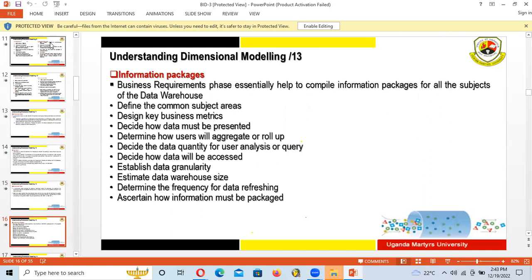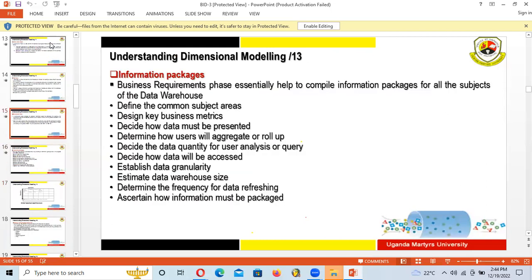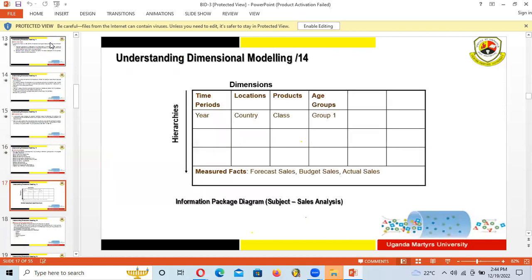Then we have information packages. Here we include business requirements, define the common subject areas, design key business metrics, decide how data must be presented, determine how users will aggregate or roll up, decide the data quantity for user analysis or query, decide on how data will be accessed, establish data granularity, estimate data warehouse size, determine the frequency for data refreshing, and ascertain how information must be packaged. So this is an example of an information package diagram. As you can see, there is year, time periods, location, products, age groups.